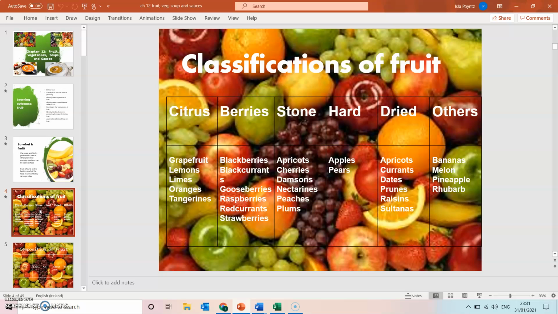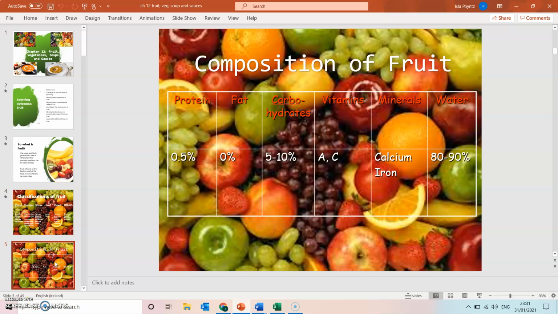And then you have other fruits that don't really fit into any category. So these can include your exotic fruits. You have your bananas, melons, pineapples and rhubarb. Okay, so moving on to the composition. So the composition is your percentages. So again, you look at the very top there and you go through every single category.